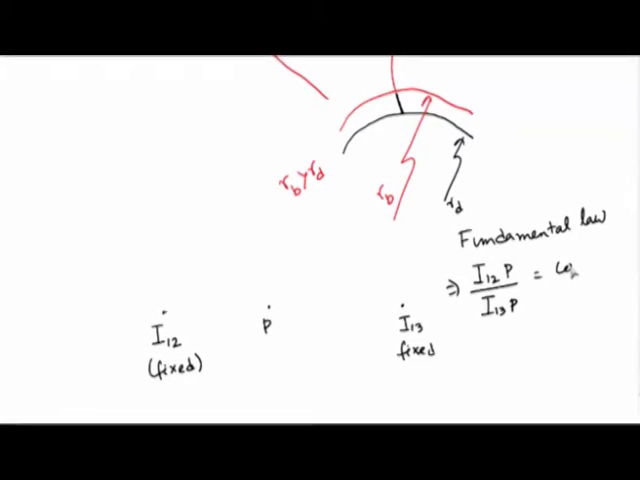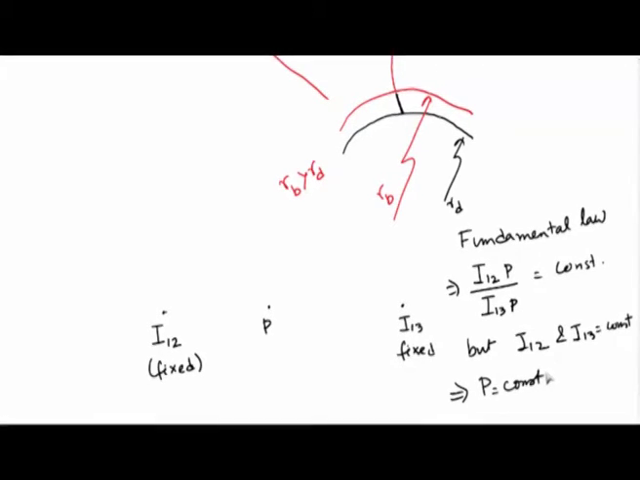So by the fundamental law of gearing, you want this ratio to be constant, but I12 and I13 are already constant. They are just fixed to the ground. So the ratio will be constant if and only if P is constant. So that's the requirement for the fundamental law of gearing.